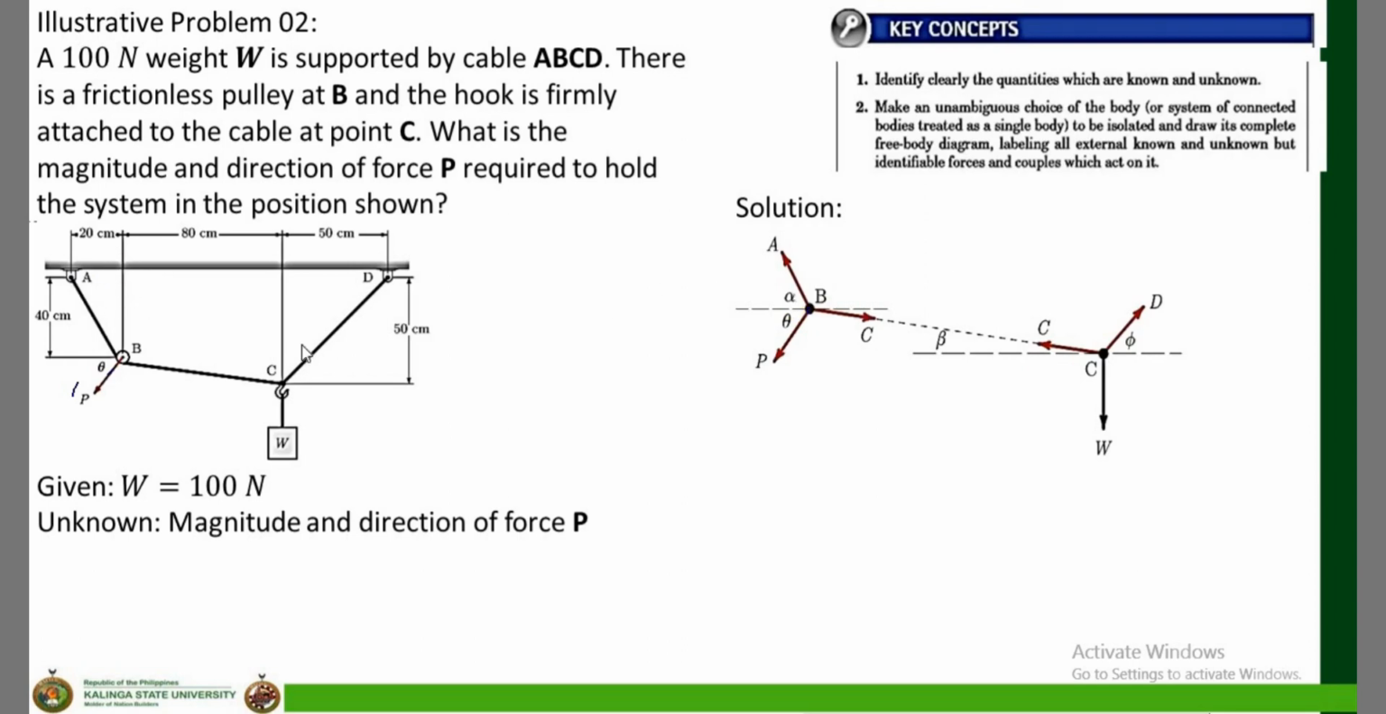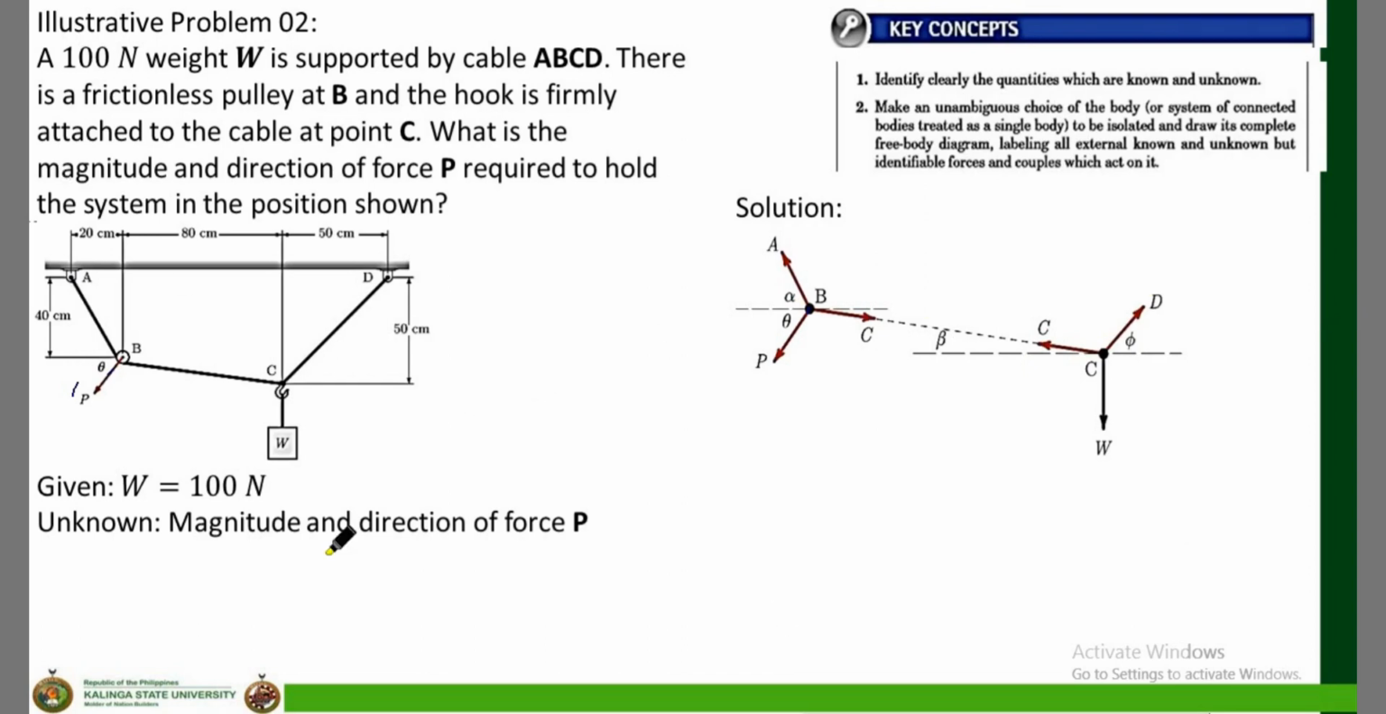Why is point A in tension? It is tension because, as we discussed in the previous slide, if the arrow is pointing away from the point, that is tension. But if the arrow is pointing towards the point, that is under compression. So, if you notice, my arrows are all under tension.